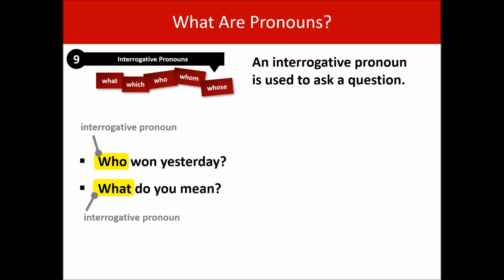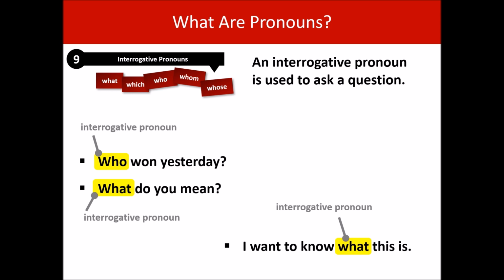Now, the last thing to say about interrogative pronouns is they don't always feature in direct questions. They can also feature in indirect questions. I want to know what this is. That is not a question, it is a statement, but it's still an interrogative pronoun. The interrogative pronoun is used in an indirect question.